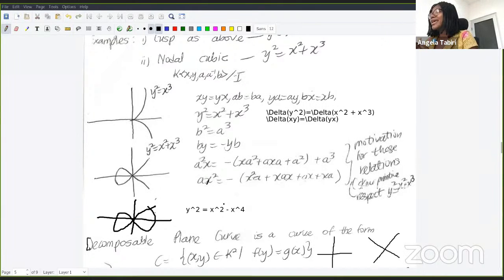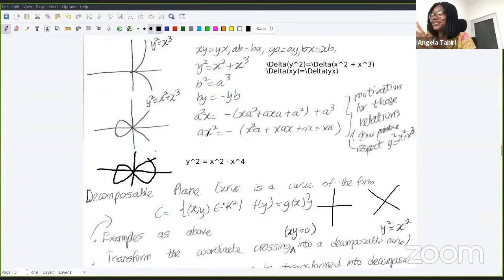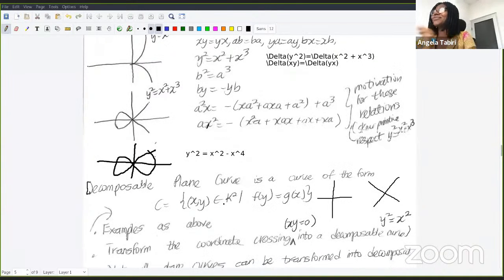So we realized that our theory works in general for any plane curve which can be written as a function of y equal to a function of x. That led us to this definition. This definition is not ours; we found it. We call those curves decomposable. A plane curve is called decomposable if you can write it as a function of y equal to a function of x.